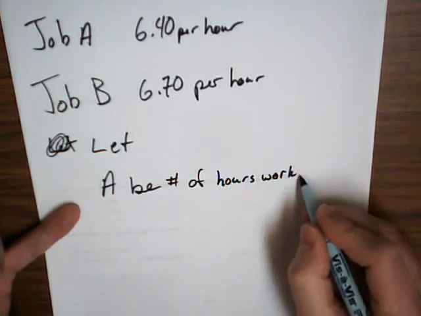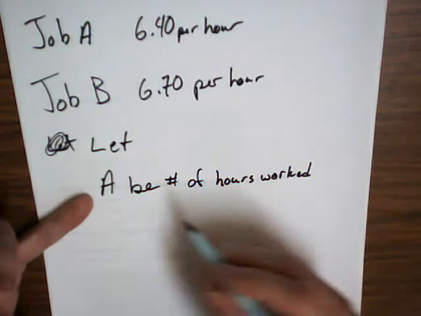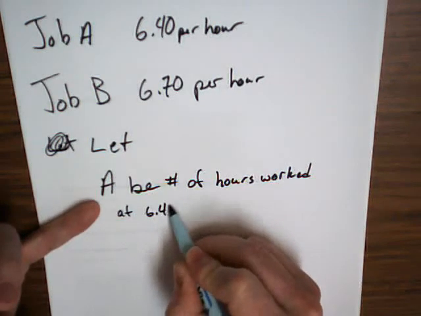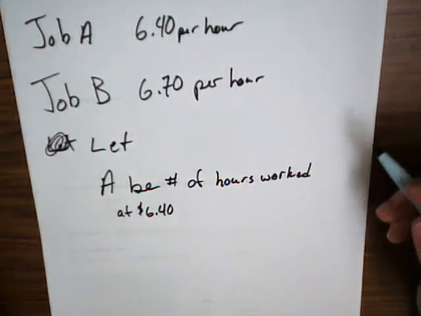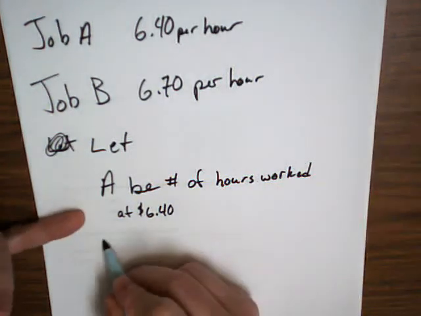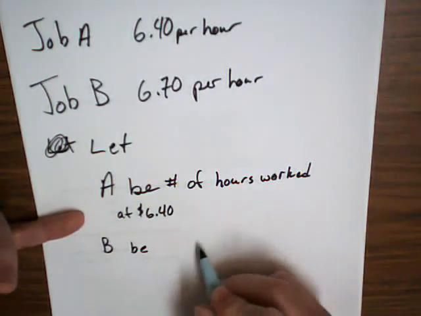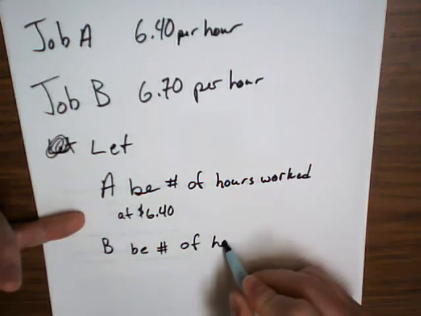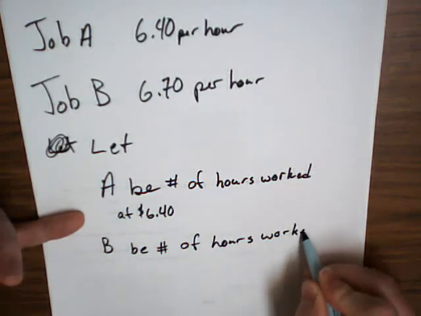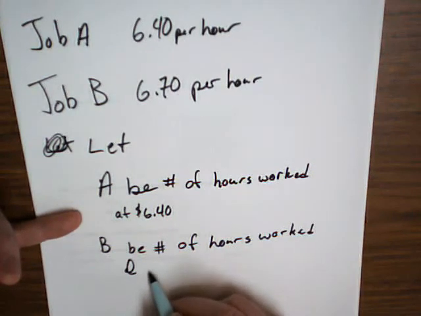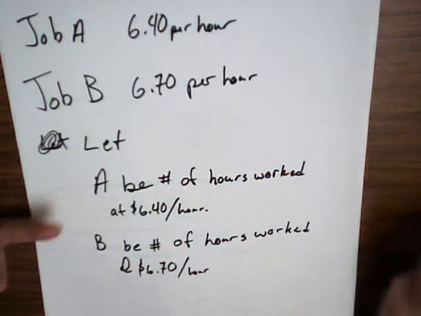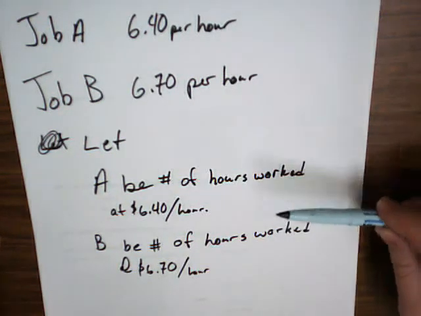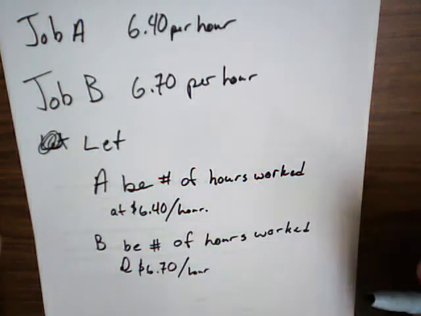Where's he working at for this one? At $6.40? Because that's job A, right? Okay. So B will be the number of hours worked at $6.70 per hour. I'm going to say slash hour here. So now you know that your variable A is a number of hours, and you know now that variable B is a number of hours.